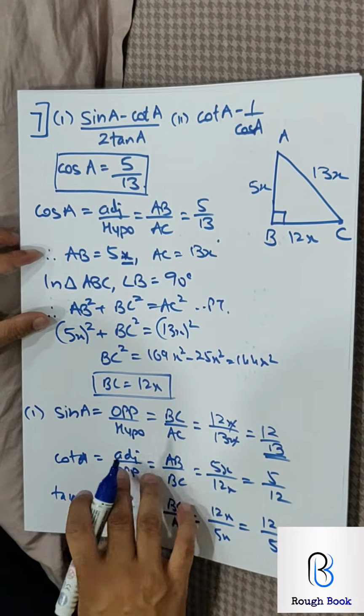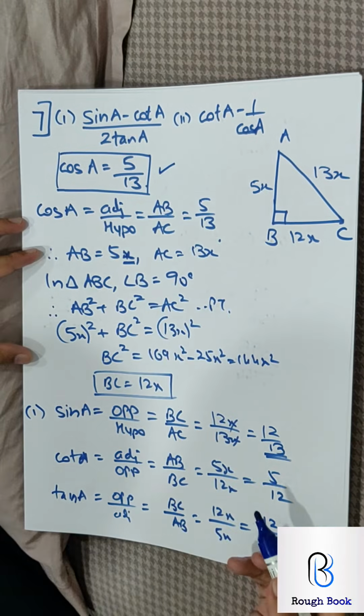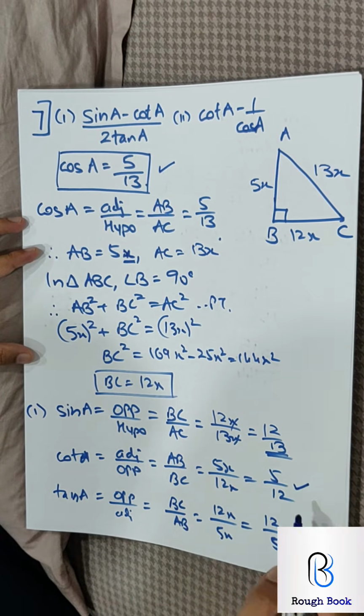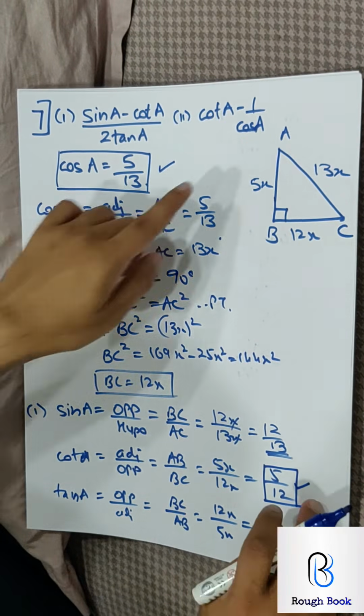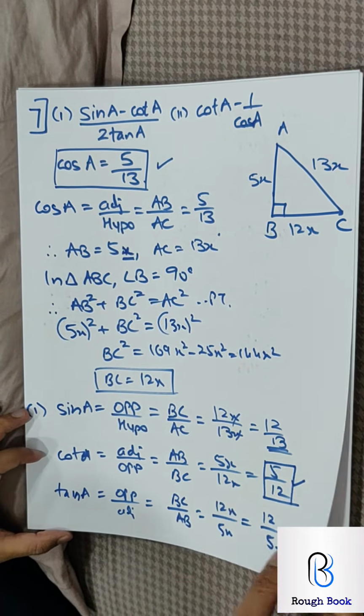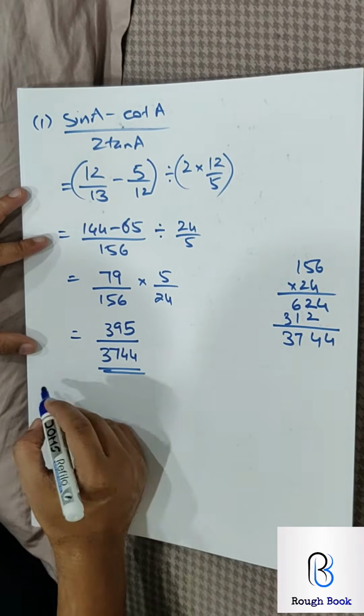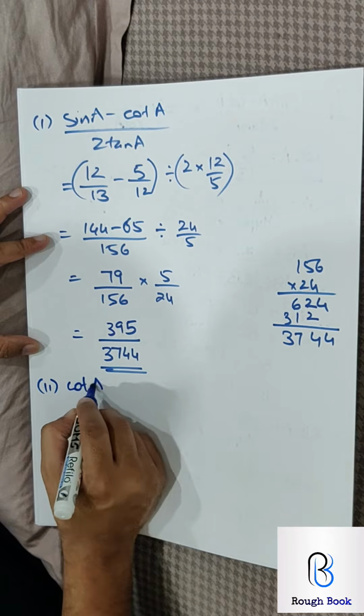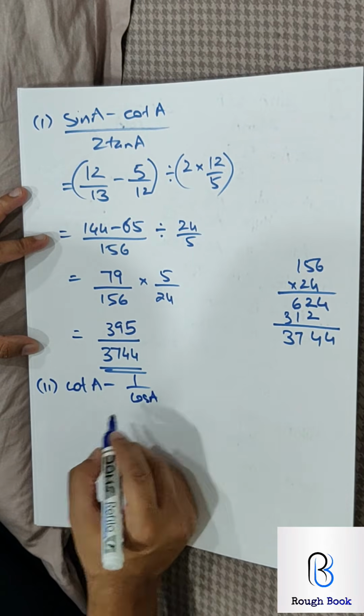So have we found cos A? Yes, it's already given. Have we found cot A? Yes, 5 by 12. So we can pick up these two values and substitute in this. So second part, cot A minus 1 upon cos A.